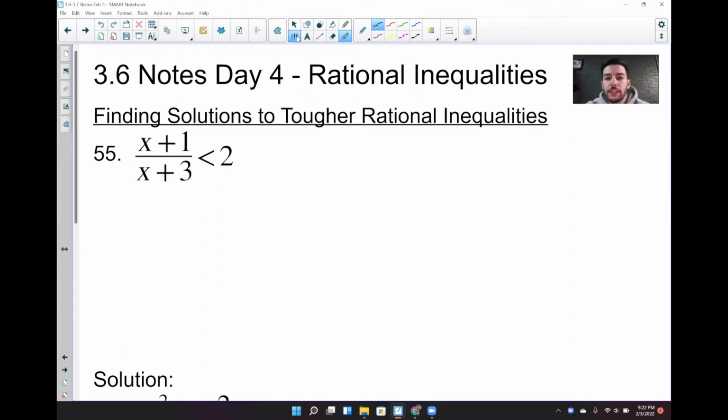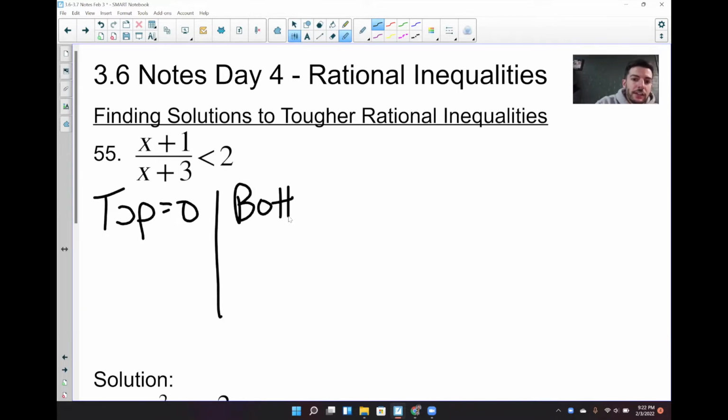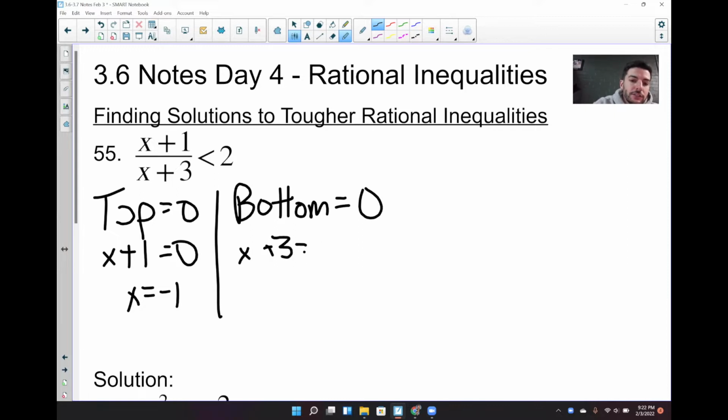Okay, so we're going to go through the same process that we did for this one that we did in class, right? So we have the top equaling 0, and we have the bottom equaling 0, right? So we want to find those that we could find. In the top equaling 0, that's going to tell me where my x-intercepts are, right? We see that it's a pretty simple equation. x + 1 = 0. So that means my x-intercept is going to be at -1, right? And then obviously setting my bottom equal to 0, x + 3 = 0. So that means my vertical asymptote is at -3.